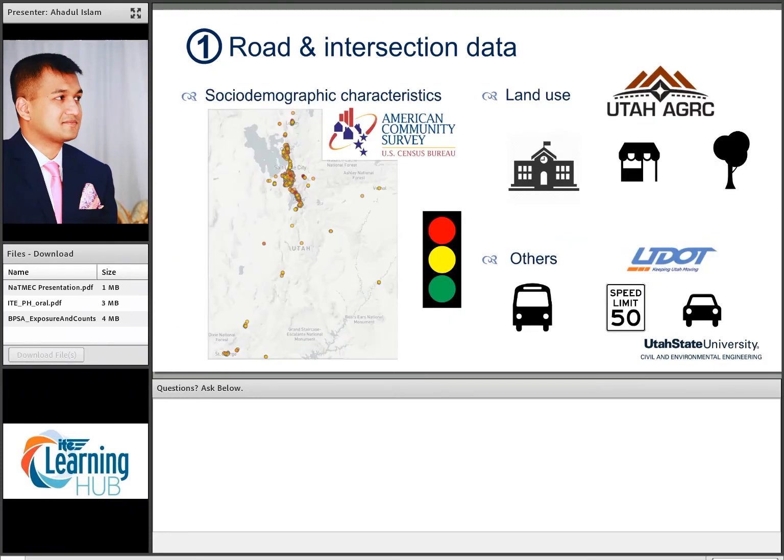The dataset also included information on sociodemographics, which we collected from the US Census. Land use data we assembled from the Utah AGRC website, and exposure, speed, and other information regarding vehicle crashes were collected from the Utah Department of Transportation.